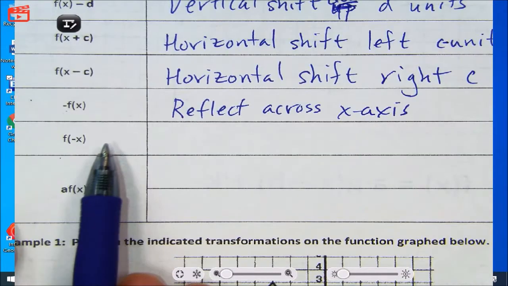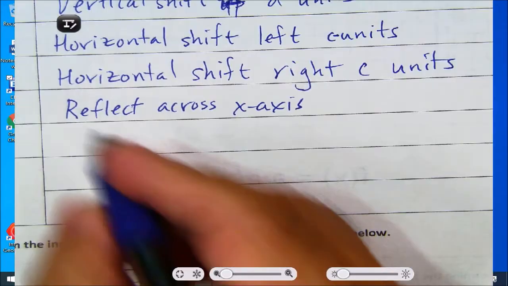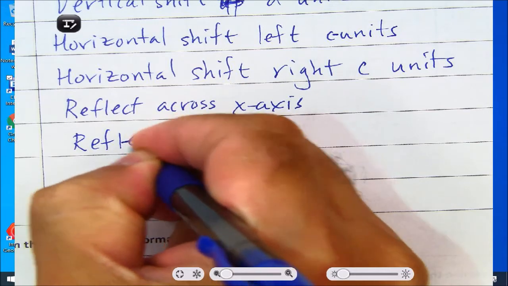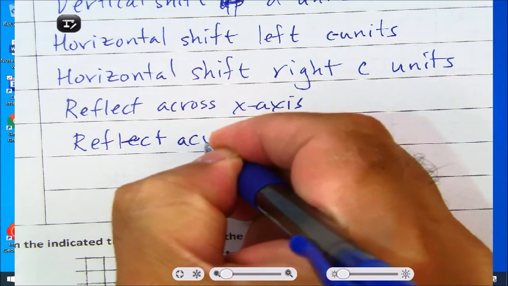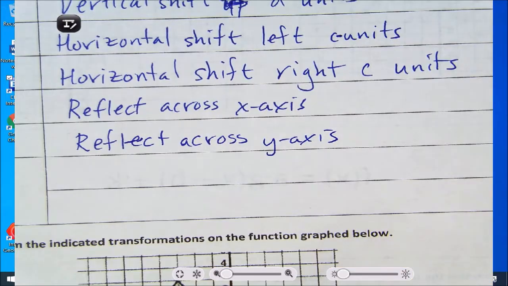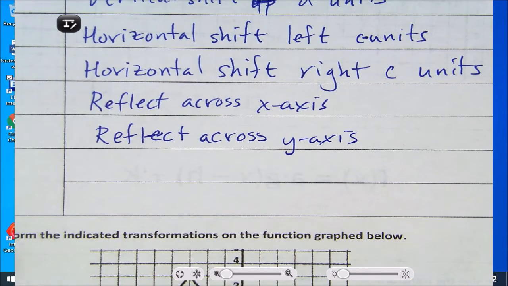What do you think this one's going to be? Reflect across the y-axis, and that's a horizontal change, because you're reflecting horizontally.